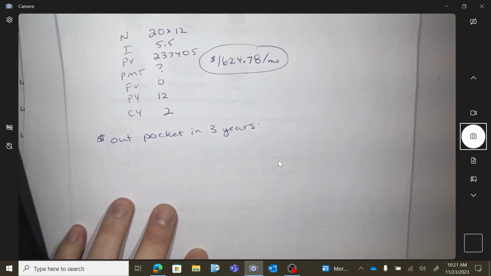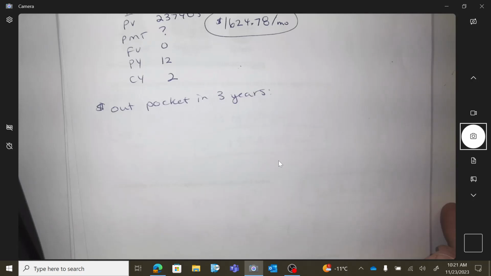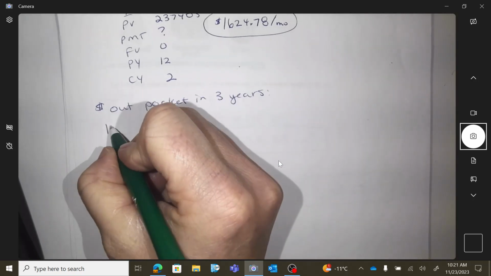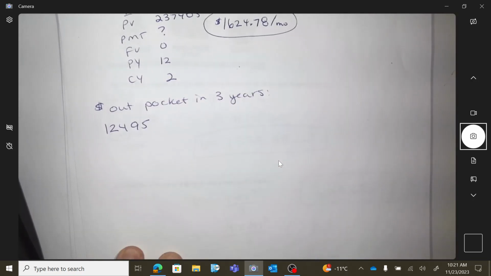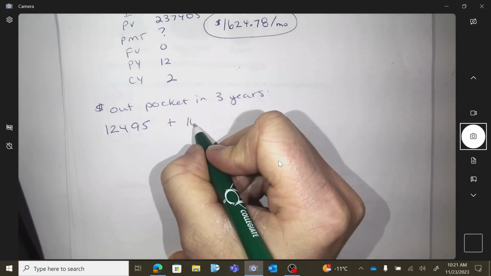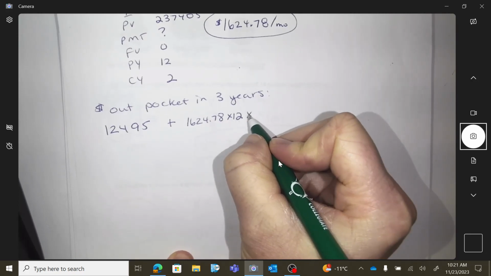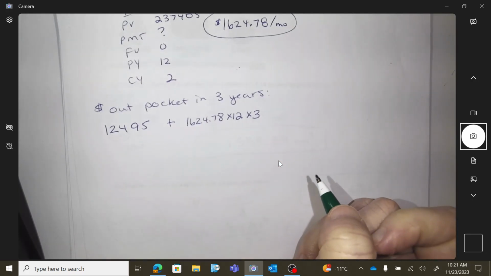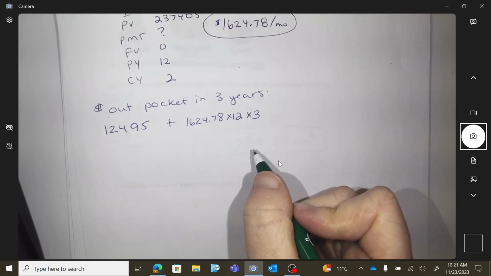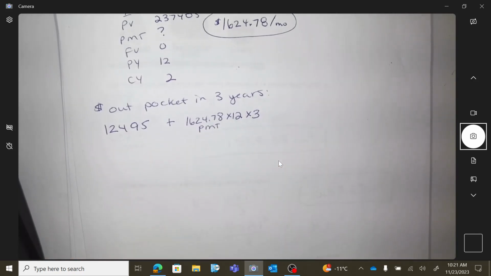How much money has come out of my pocket in those 3 years? Okay, so on day 1, that much came out of my pocket. Plus, I made this payment 12 times a year for 3 years, right? You paid that every month for 3 years. And you're going to do a copy paste on that though, right?